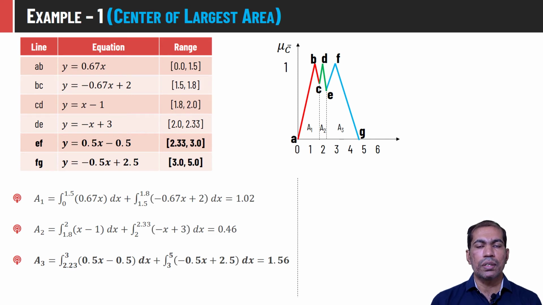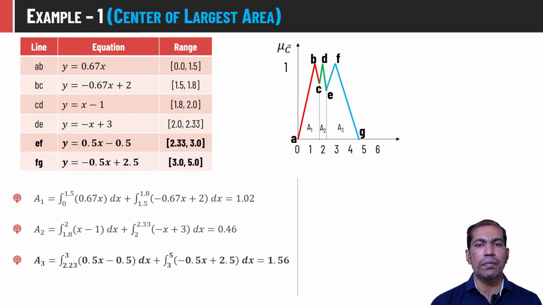we have to find out the area covered by individual fuzzy output functions. As we can see, A1 corresponds to the area covered by lines AB and BC, A2 corresponds to the area covered by the lines CD and DE, and area A3 corresponds to the area covered by lines EF and FG. So A1, A2 and A3 correspond to areas of the original polygon in this fuzzy aggregate output function.